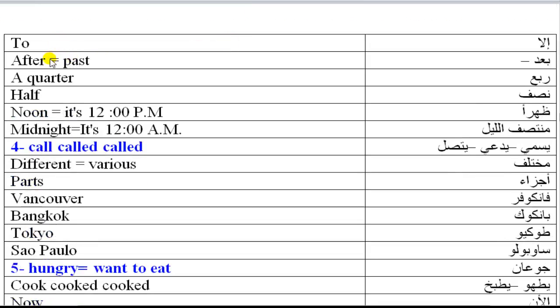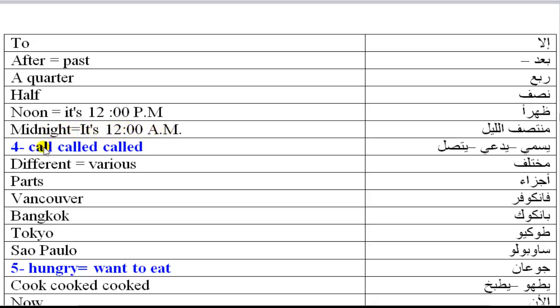2. After. Past. A quarter. American, a quarter. T soft D. هنطق التي دي خفيفة. British, quota. A quota. نطق البريطاني، نطق الأمريكي a quarter. Half. نطق البريطاني half، نطق الأمريكي half. Noon is 12 p.m. Midnight is 12 a.m.